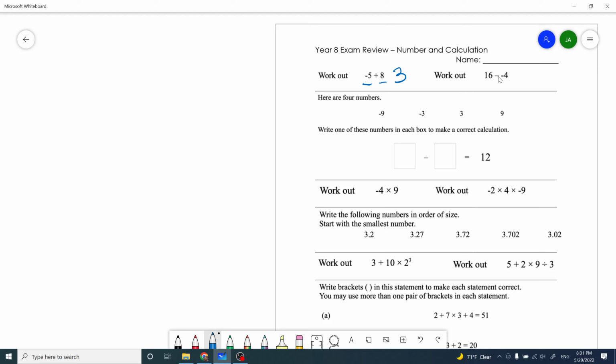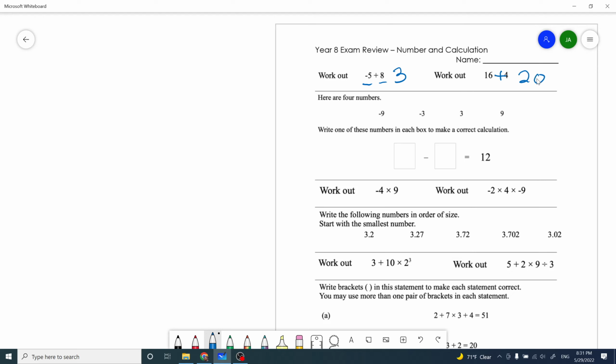Here we have 16 minus negative 4. So we could use the same logic. 16 is bigger, 16 minus 4 is 12. We can also see that we have minus negative. We have two negatives touching each other. This turns into a plus, so here actually it doesn't even work. So we have 16 minus negative 4. This is going to give us 20.